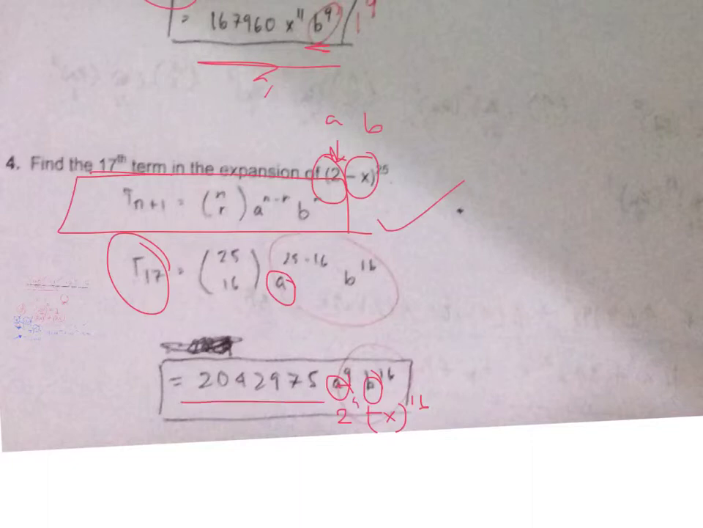The number is correct. That's 25 combination 16. And then next to this, you have to simplify 2 to the 9, times it with 2042975. The negative x to the 16, on the other hand, will become positive to the 16, because a negative raised to an even exponent will make it a positive number.